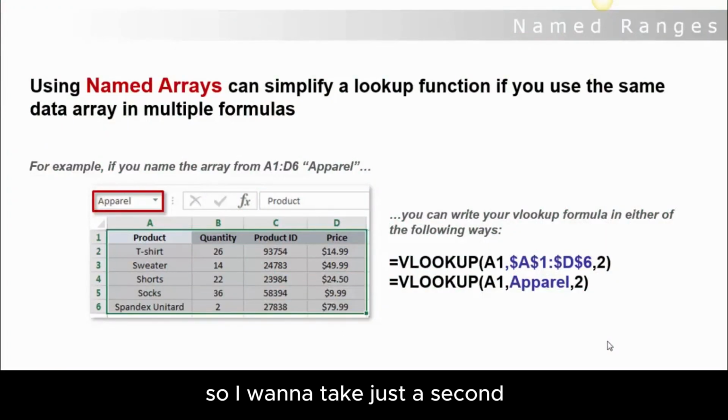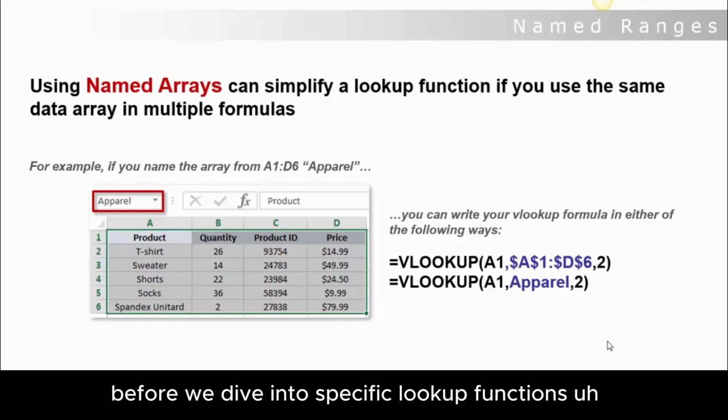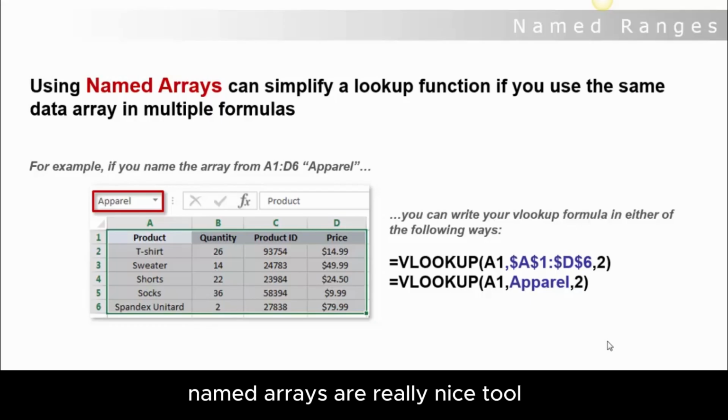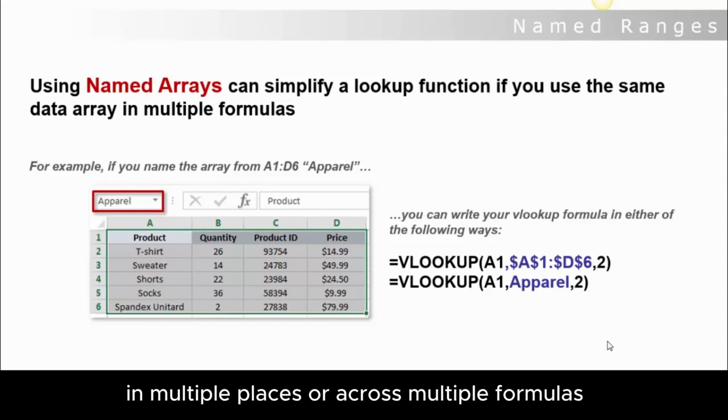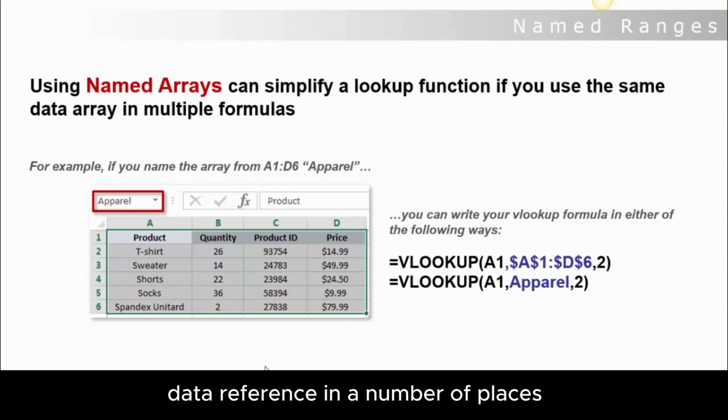So I want to take just a second to talk about something called named arrays before we dive into specific lookup functions. Named arrays are a really nice tool to help you simplify your lookup functions, especially if you find yourself using the same exact data array in multiple places or across multiple formulas. So, for example, if I have product level data in cells A1 through D6, and I'm using this exact data reference in a number of places, I could give it a name. In this case, I'm calling it apparel.